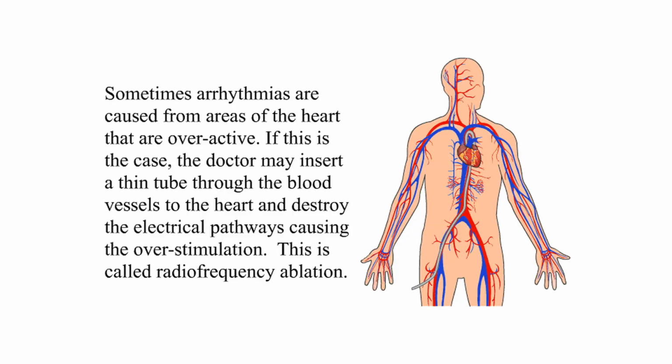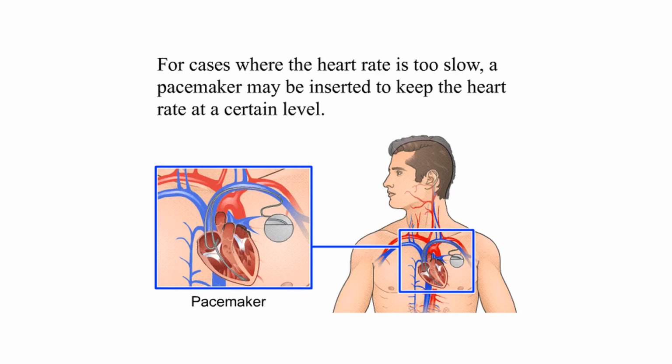Sometimes arrhythmias are caused from areas of the heart that are overactive. If this is the case, the doctor may insert a thin tube through the blood vessels to the heart and destroy the electrical pathways causing the overstimulation. This is called radiofrequency ablation. For cases where the heart rate is too slow, a pacemaker may be inserted to keep the heart rate at a certain level.